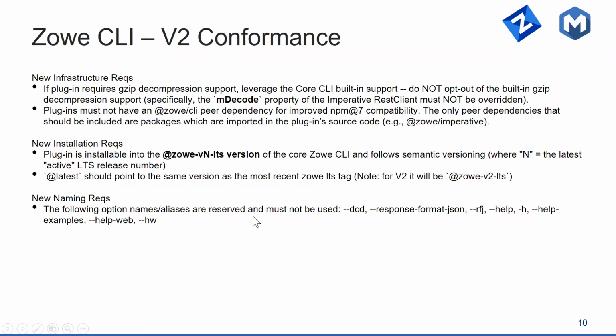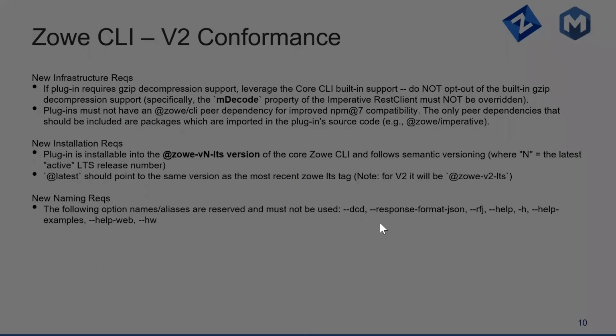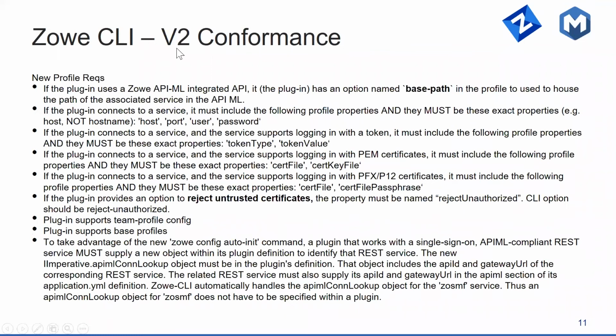Some new naming requirements. I don't expect anybody will be impacted by these. If you did have these names, you'd probably notice they weren't working as you had expected, but just to formally call it out, the following option names and aliases are reserved. --dcd is the new one for daemon mode. The other ones were existing: response-format-json, shorthand rfj, help, the shorthand h, help-examples, help-web, and the shorthand hw.